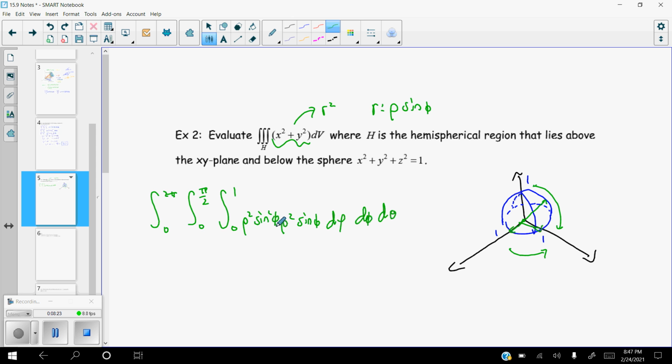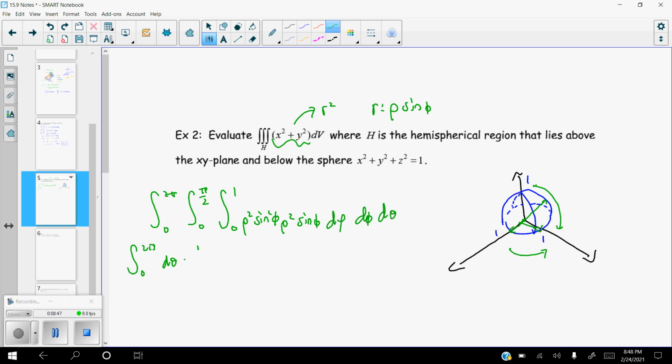All right. The good news is, I believe all of this can be separated because I've got all constant bounds. Everything is a multiple on the inside, which can be separated. So we can go ahead and separate all three of these integrals. So let's see, d theta, well, there's no thetas at all. So we're going to get an integral from 0 to 2 pi of d theta. And we know what that one is.